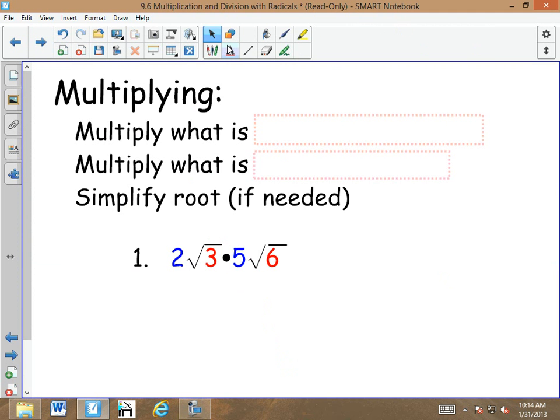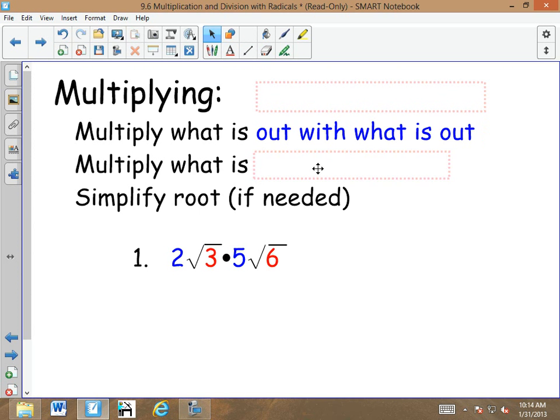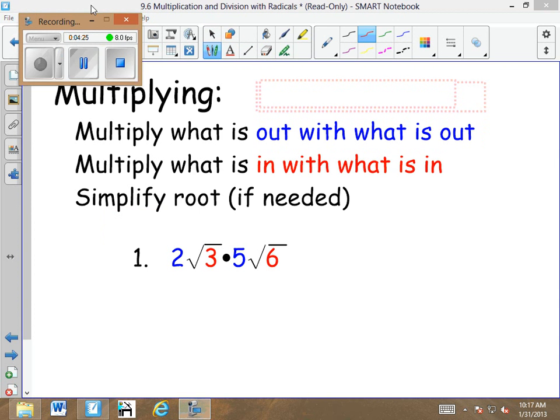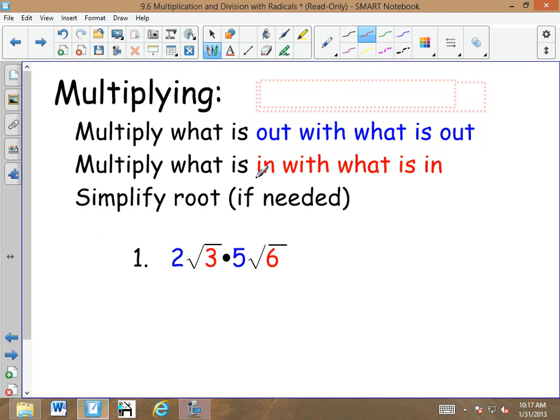Now, this is how difficult multiplying radicals is. You multiply what is out with what is out, and what is in with what is in. That's it. If you need to pause the video to write that down, feel free. Okay, so here's how it goes. Notice how we color-coded things for you. Out is blue, out is blue. In is red, in is red. So I'll keep that going.